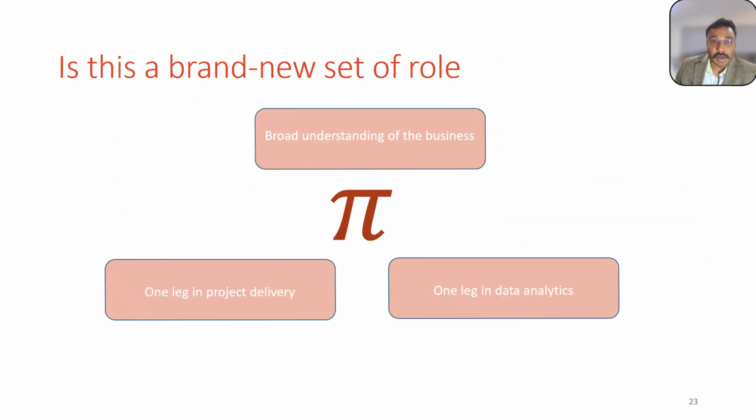The slide below outlines the concept of a multifaceted role, potentially a business analyst or similar function that bridges project delivery and data analytics with a broad understanding of the business. Broad understanding of business. What is this? This role requires a deep engagement with business objectives and challenges. One leg in project delivery, which is where the role involves managing the execution and requirements of projects effectively. And the other leg is on data analytics. It leverages data to make informed decisions and aligns projects with strategic goals. You see the symbol, the Greek letter pi, visually represents this bridging function connecting all three elements.